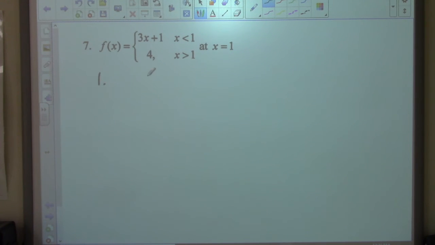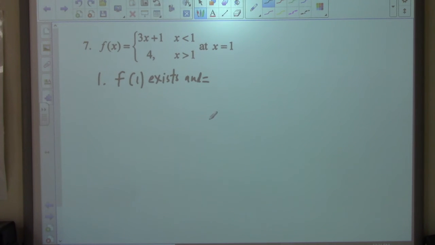Okay. So was this one, say f of 1 exists, right? Yes. Does it exist? Yes. N equals what? 4. N equals 4? I think so. No, it doesn't. Okay, great.